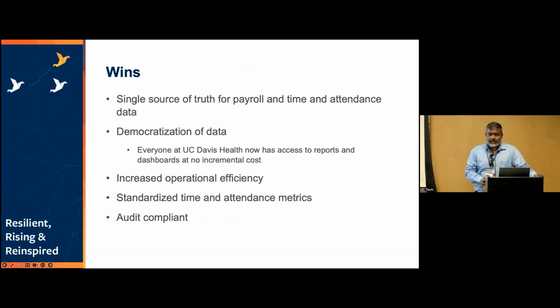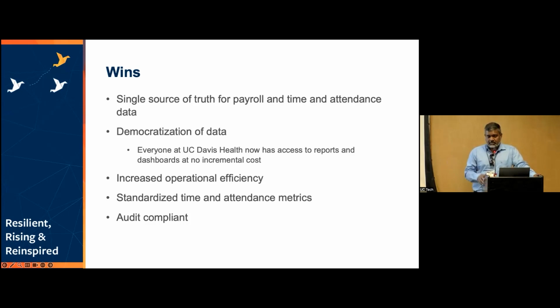So the wins. Single source of truth. That's the one that we wanted to get out, right? So what we achieved is multiple sources to a single source of truth. And I think decentralization of data was one of the wins, and democratization of data. Everyone in the UC health system now has access to our reports. It's one single place. And that is one of the most important things.